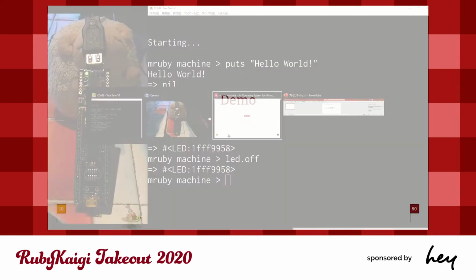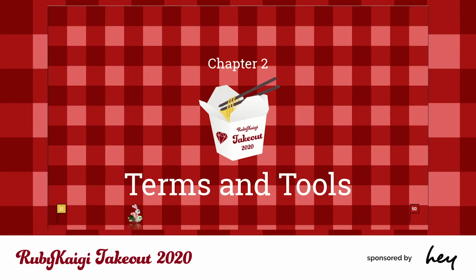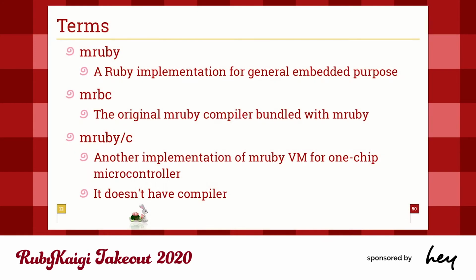Chapter 2. Now we're going to take a look at terms and tools. mruby is mruby, as you know. mrbc is a command line tool of the mruby compiler. It's a part of mruby. mruby/c is yet another mruby which is smaller than the original mruby. As I said before, mruby/c is just a virtual machine and doesn't contain the mruby compiler. So we usually use mrbc to make VM code for mruby/c.